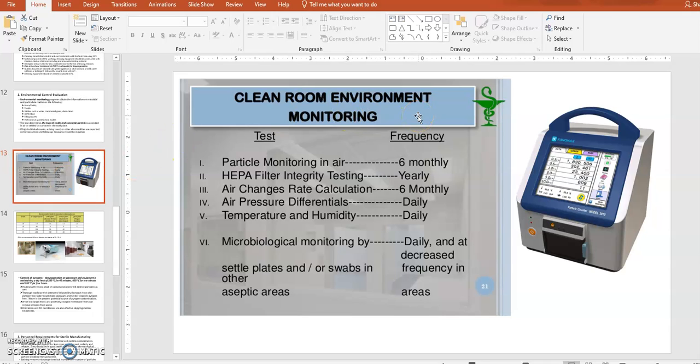Clean room environmental monitoring, you need to check particle monitoring in the air. So every 6 months you got to do that. And HEPA filter integrity testing, maybe yearly or bi-yearly. And air change rate circulation every 6 months, and air pressure differential studies maybe daily, temperature and humidity study daily, microbial monitoring daily, okay, maybe at decreased frequency in areas, set plate measurements, a swab in other aseptic areas, okay.